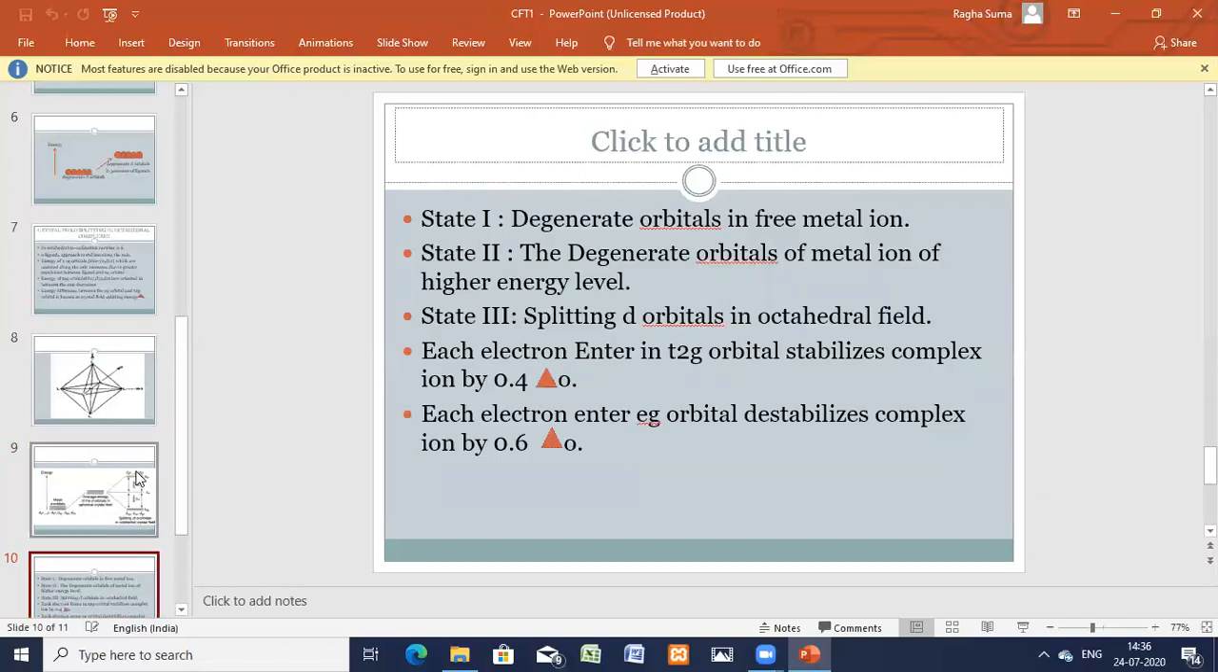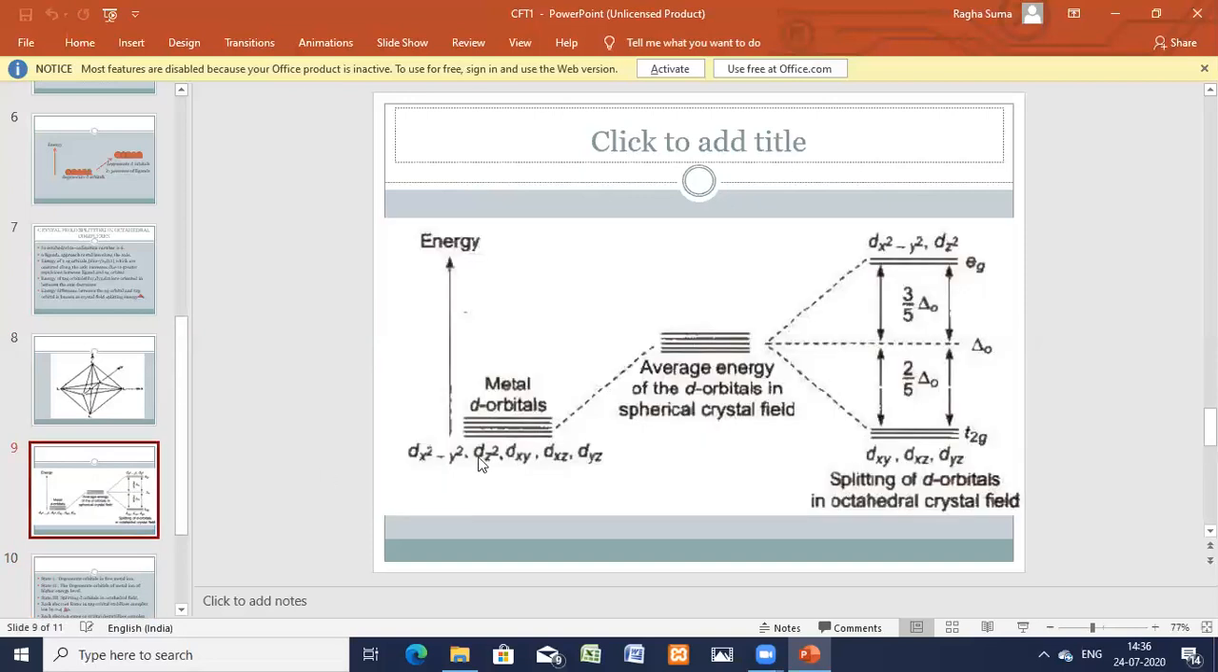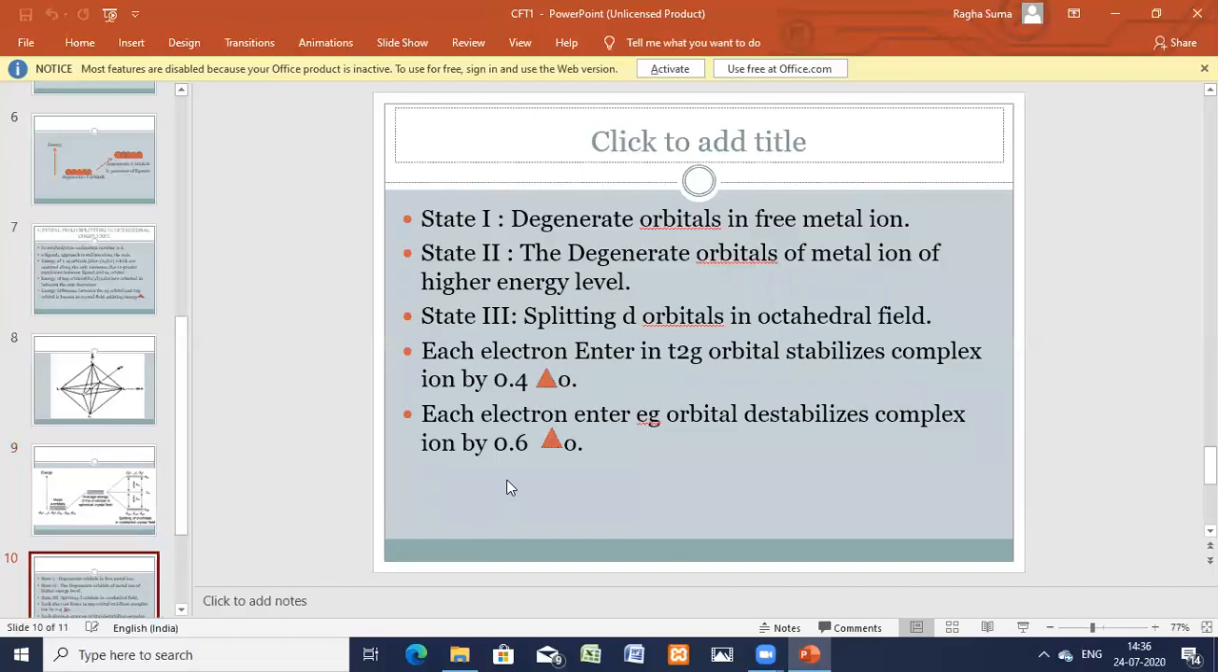Here you can see state 1, state 2, and state 3. I'm explaining them. What is happening? State 1: all of them are degenerate orbitals of the free metal. State 2: degenerate orbitals of the metal ion with higher energy. State 3 is the splitting of d orbitals in the octahedral field.